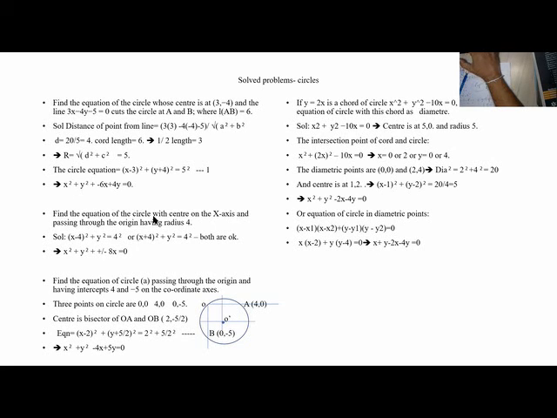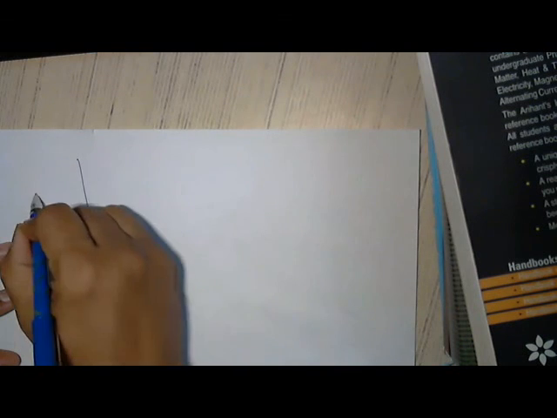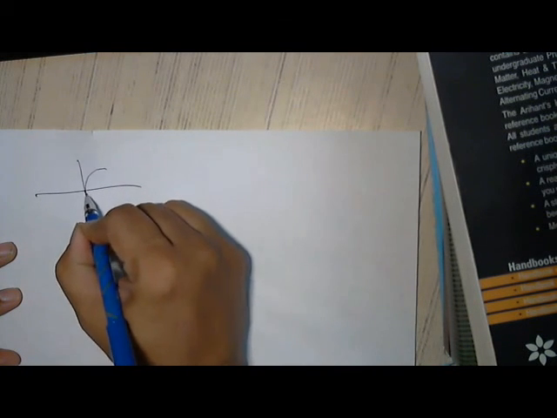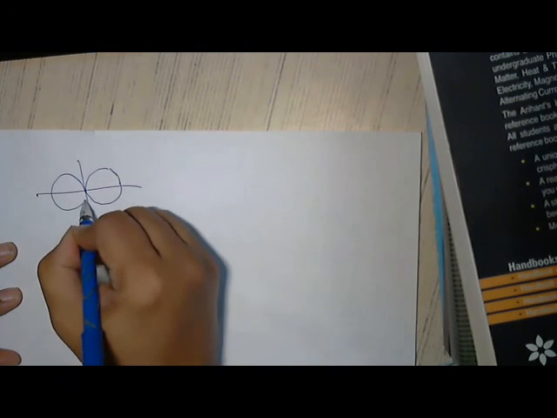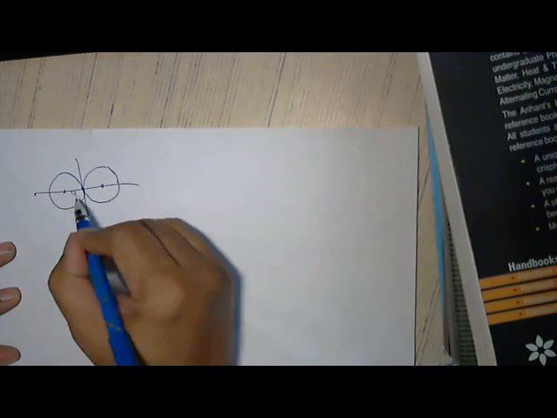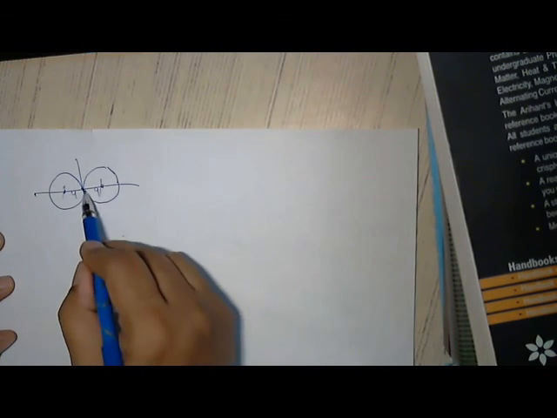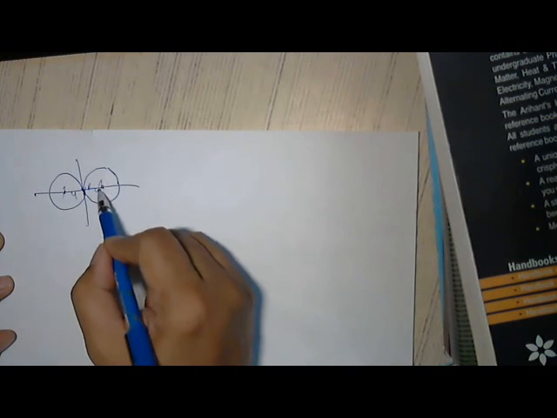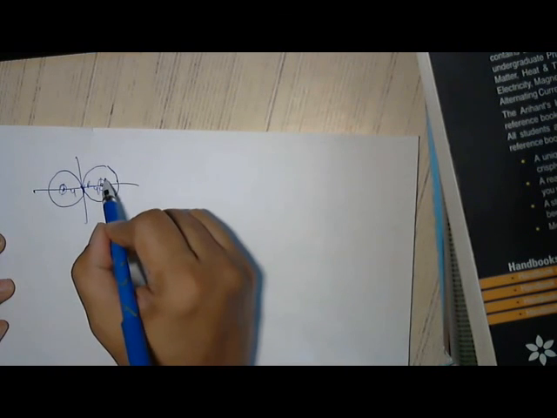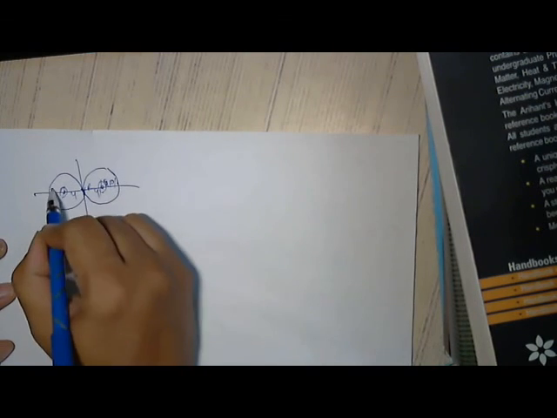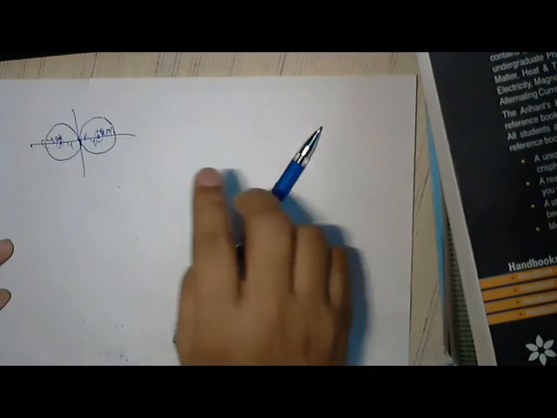Now let us see. Find the equation of the circle with center on the x-axis and passing through the origin, having radius 4. The center is on the x-axis, passing through the origin. It can be like this, or it can be like this. This is the center, and the distance is 4. So we have two centers with 4 as the radius, and since the center is on the x-axis, the y component is 0. It can be plus 4, 0 or it can be minus 4, 0. Okay, let us see.